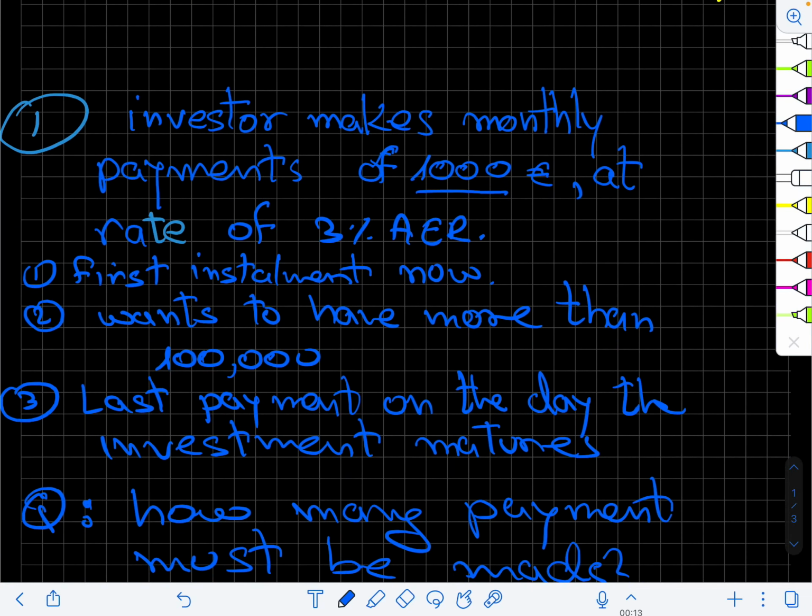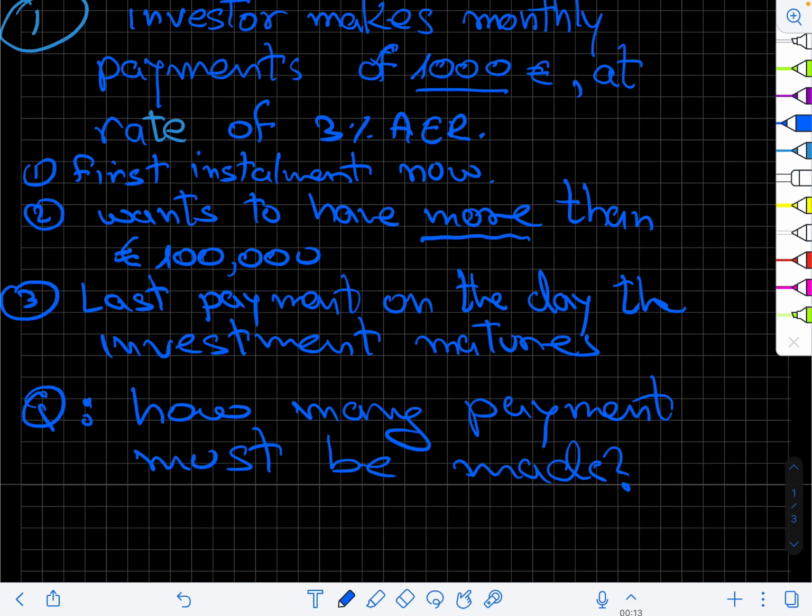We have an investor who makes monthly payments of €1,000. He does it at a rate of 3% AER. His first installment is now. He wants to save more than €100,000 and his last payment is on the day of the investment when the investment matures. The question is, how many payments must he make?